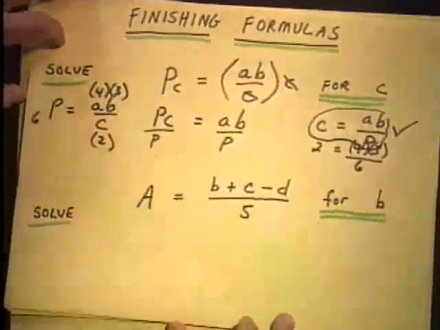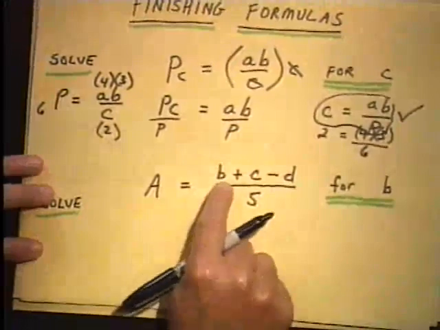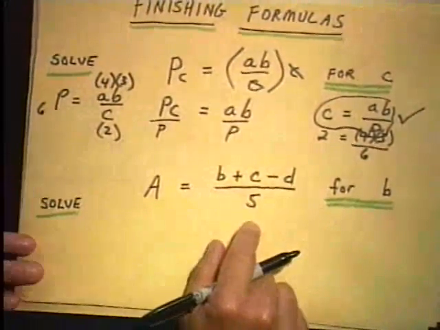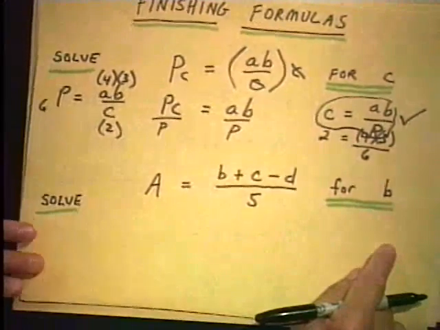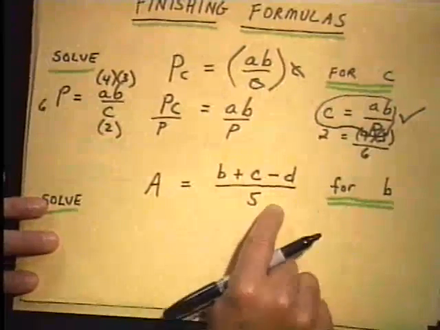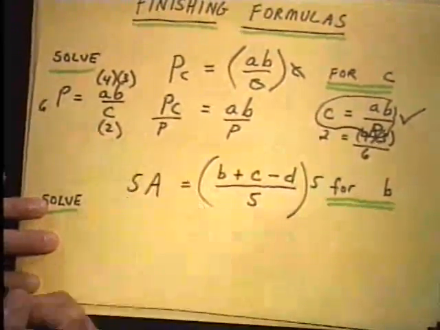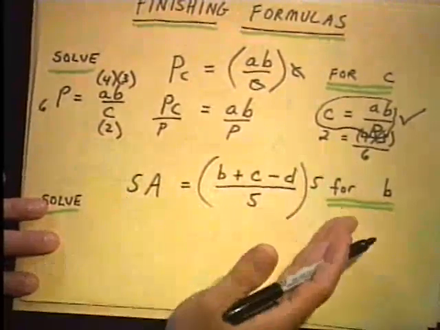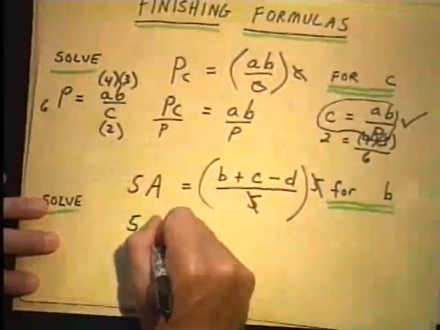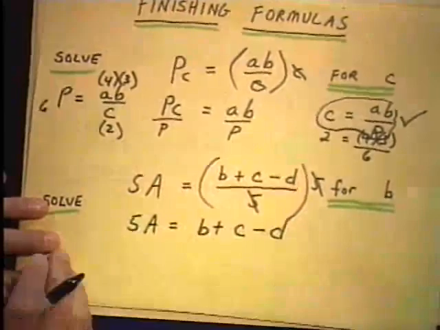The next example we want to talk about here on the bottom is A equals B plus C subtract D all divided by 5, and we want to solve this for B. Again, to undo this fraction, to get rid of this divide by 5 here, which is in our way, we're going to multiply both sides of the equation by 5. And the 5s, you know what? Chop out. That leaves us with 5 times A equals B plus C subtract D.